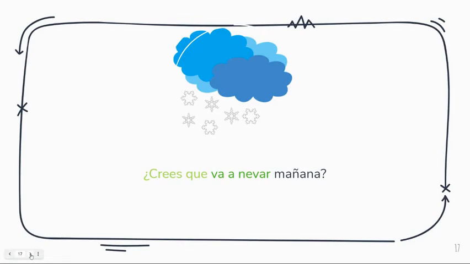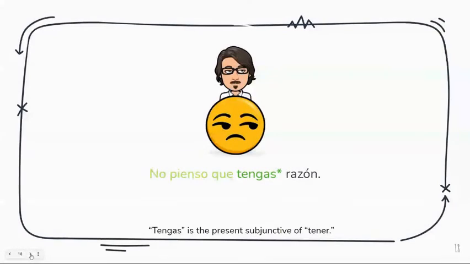¿Crees que va a nevar mañana? Do you believe it's going to snow tomorrow? Again, if you believe it, that's your reality. No pienso que tengas razón. I don't think you're right. Tengas is from tener. Because it's not my reality, you are not correct. I must use a subjunctive to express that.